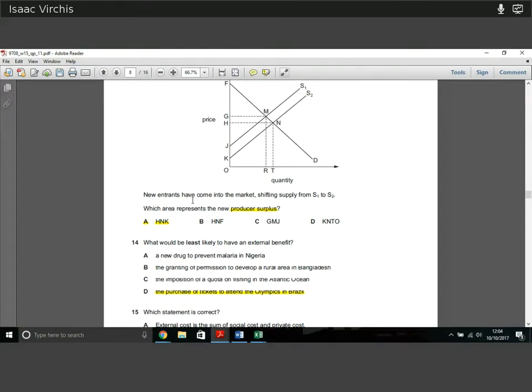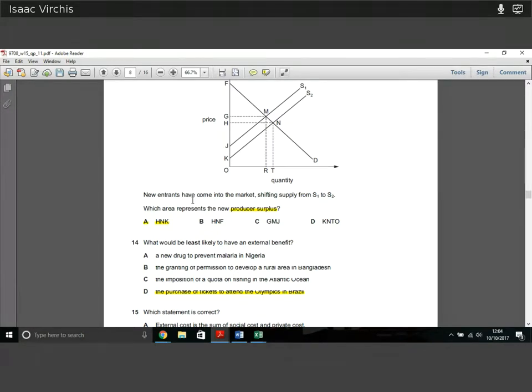So here we're looking for the thing that is least likely to have an external benefit. A new drug to prevent malaria in Nigeria is likely, as I said, to have external benefits. The granting of permission to develop a rural area in Bangladesh is also likely to have external benefits. The imposition of a quota on fishing in the Atlantic Ocean is also likely to have external benefits. They're all likely to affect people outside the sole economic exchange between producer and consumer.